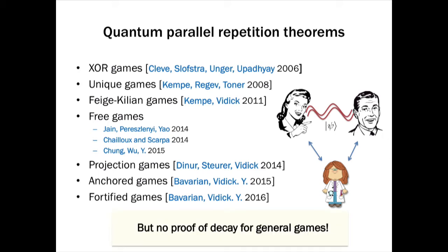But unfortunately, for a while, there was no proof of decay for general games. So in other words, up to this work, for example, we still didn't know that there could be an example of a two-player game where its entangled value is, say, 0.99. But if you repeat it in parallel n times, for any n, maybe the entangled value of this repeated game just always stays above some constant. Which would be very bizarre, but we didn't have a proof that this couldn't happen.